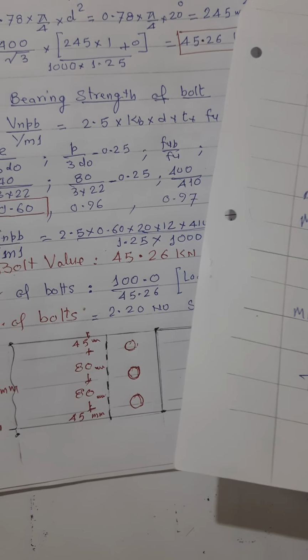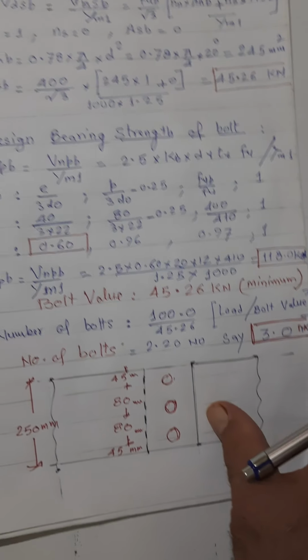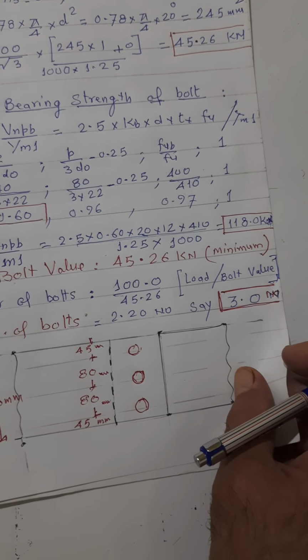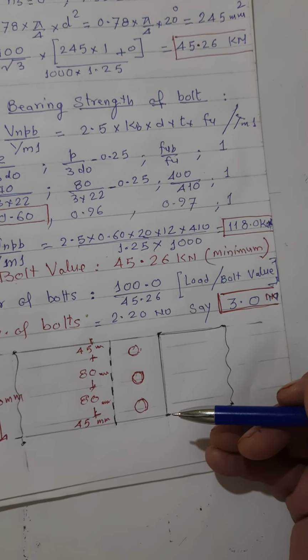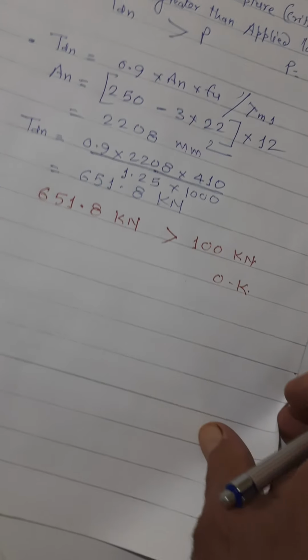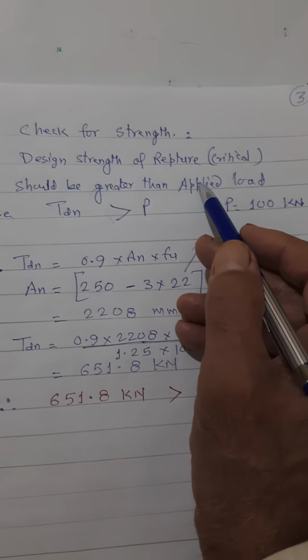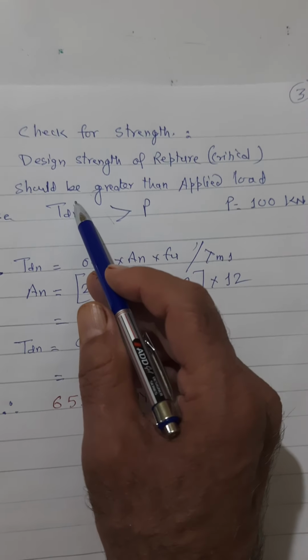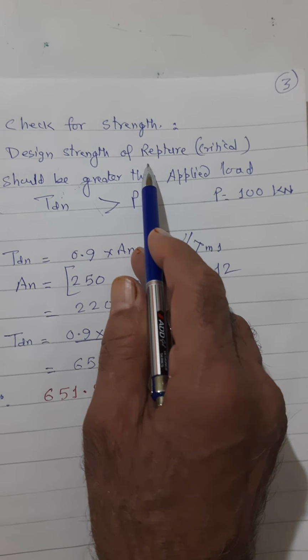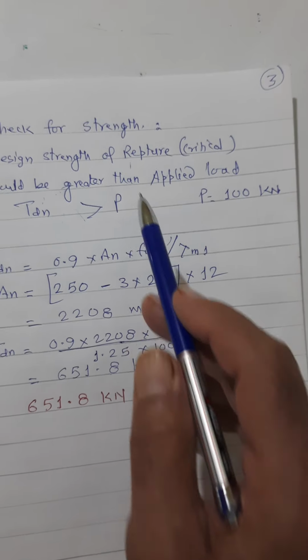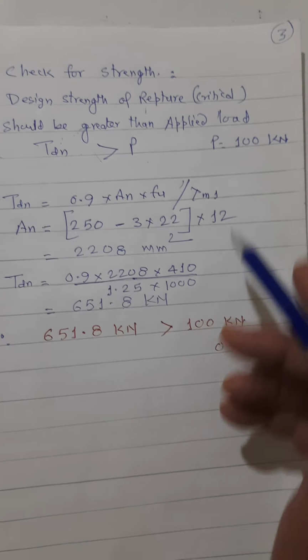Now we have to check whether what we have calculated and the arrangement that we have done so far is right or wrong. Let us see. At that time we have to find out the strength of a plate in the rupture case. That is the critical one. Check for this strength. The design strength of the plate should be greater than the value of P, the least of the three.